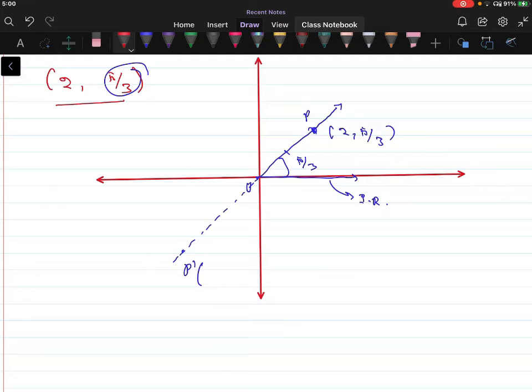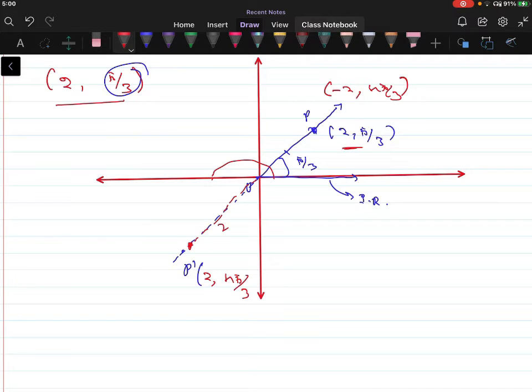Now let us take the radius r in the opposite direction. Let us take P dash with 2 units from O to P dash. So this point is (2, pi plus pi by 3), that is (2, 4 pi by 3). Opposite to this point is P, so P can be taken as (-2, 4 pi by 3). So (2, pi by 3) is the same as (-2, 4 pi by 3).